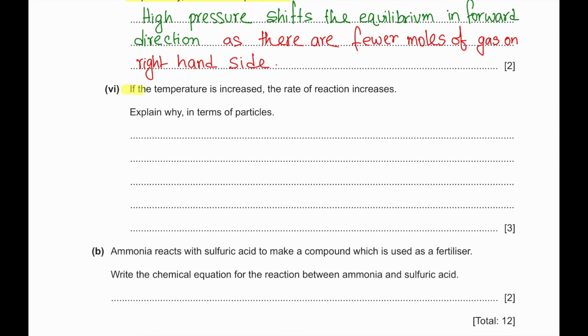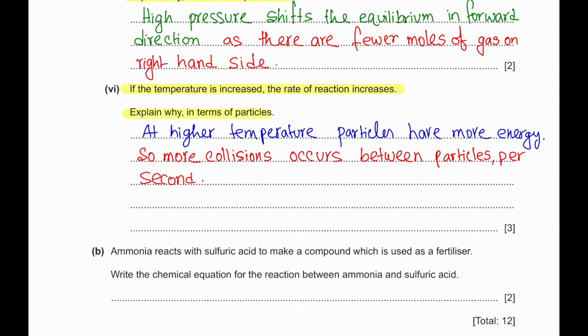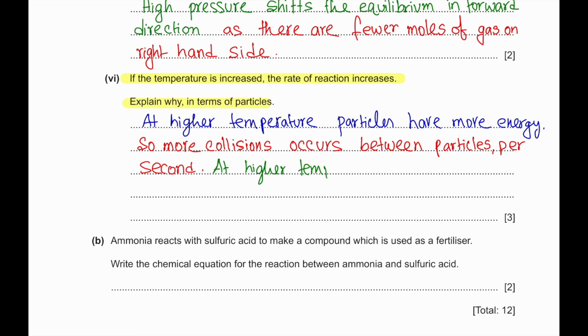If the temperature is increased, the rate of reaction increases. Explain why in terms of particles. At higher temperature, particles have more energy. So more collisions between the particles can occur per unit time. At higher temperature, a greater percentage of reactant particles have energy above activation energy.